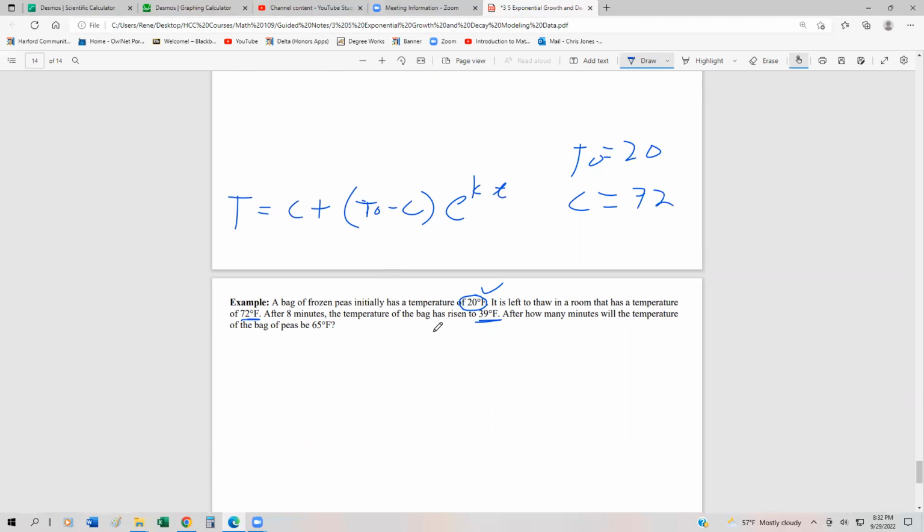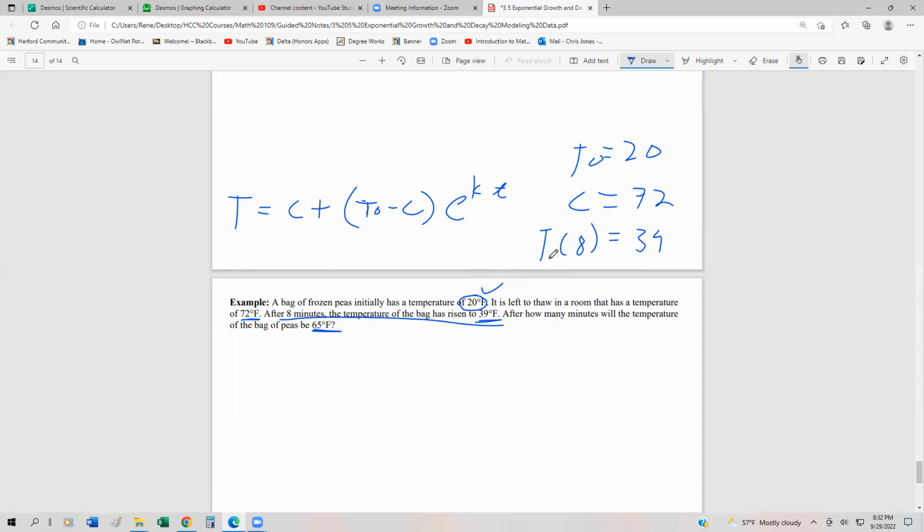And finally, we want to figure out what happened. We know that T at 8 is going to be equal to 39, because it said after 8 minutes, the temperature. So essentially, we're going to have to find the function, and then figure out when the temperature is going to be 65 degrees Fahrenheit. All right, so let's get to it.